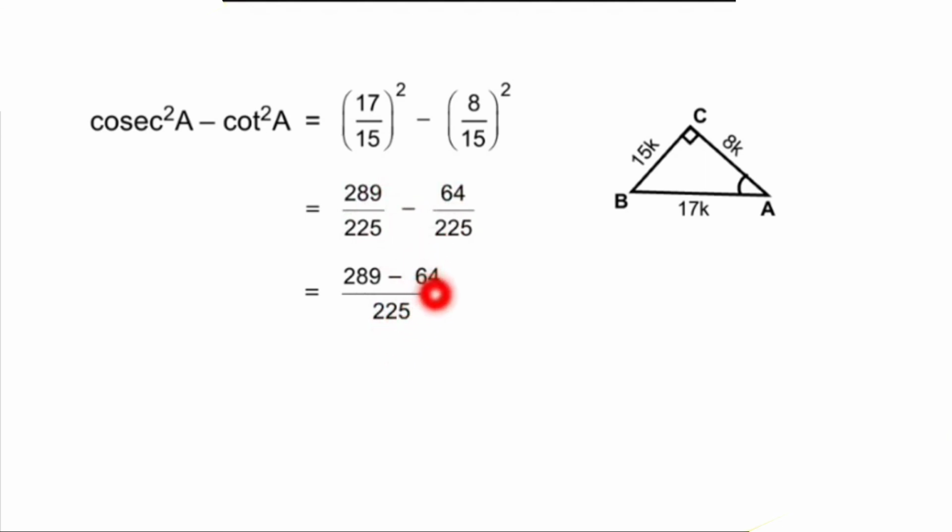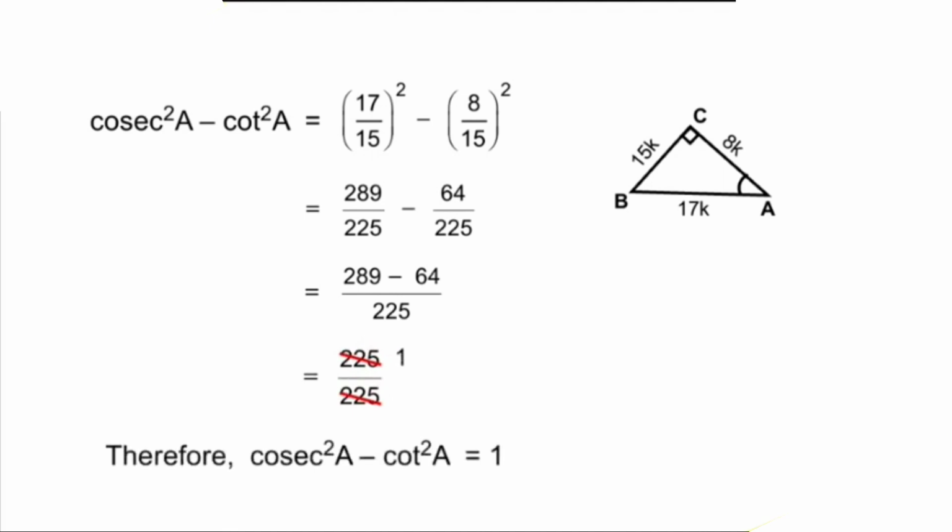By subtracting 64 from 289, we get 225 whole by 225. Let us cancel 225 and 225. Then it remains 1. Therefore, the value of cosecant square A minus cot square A is equal to 1. Hence, it is proved.